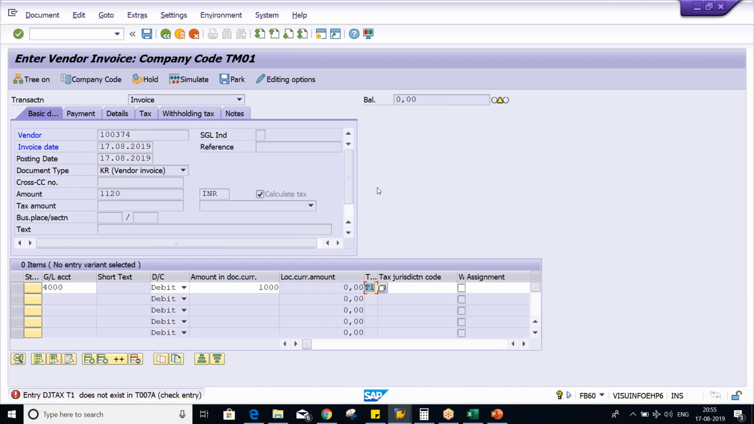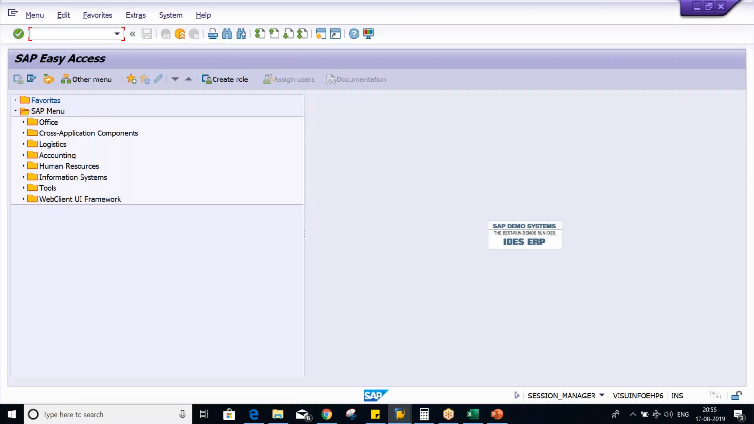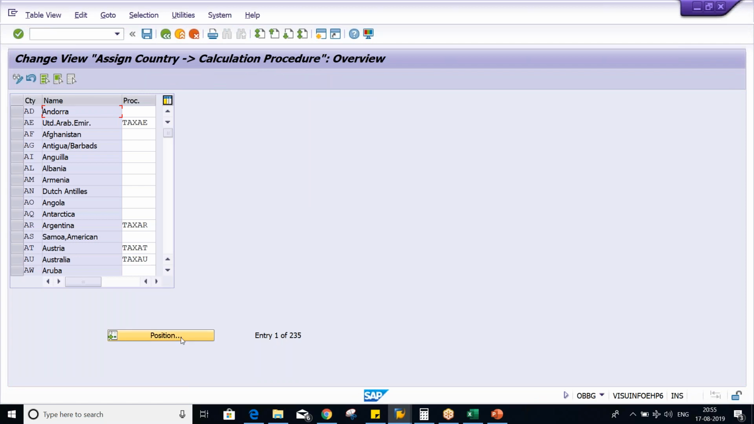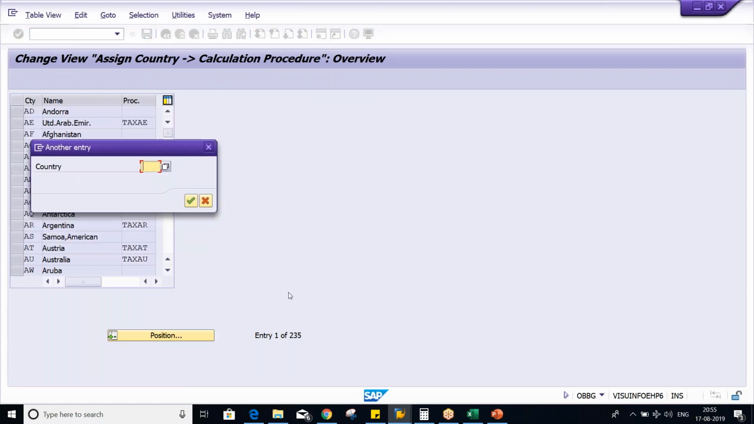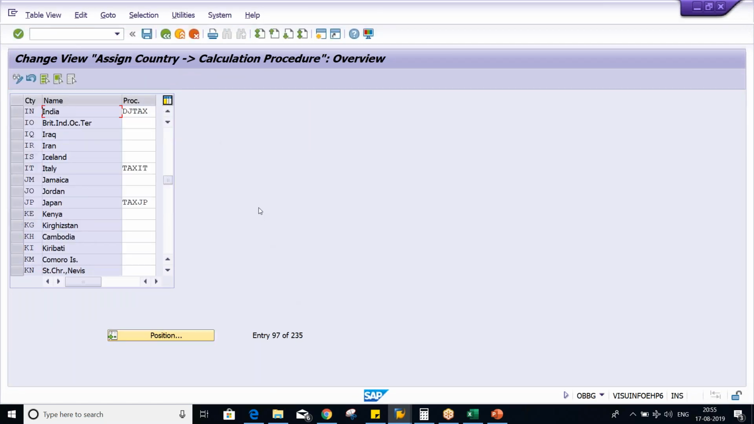This one I have already defined. I guess somebody had changed the tax procedure or what? Let me check. Okay, so here mine is TM01. Let me save it.